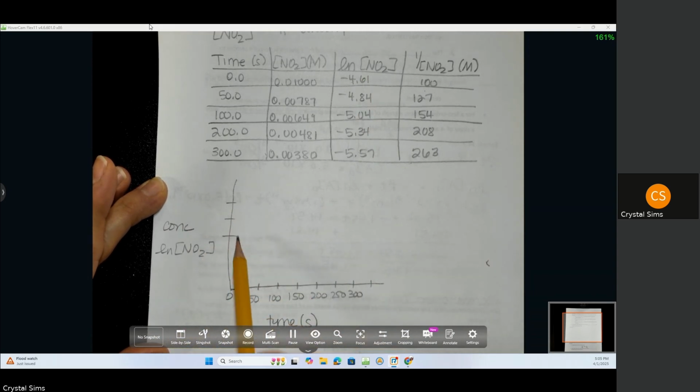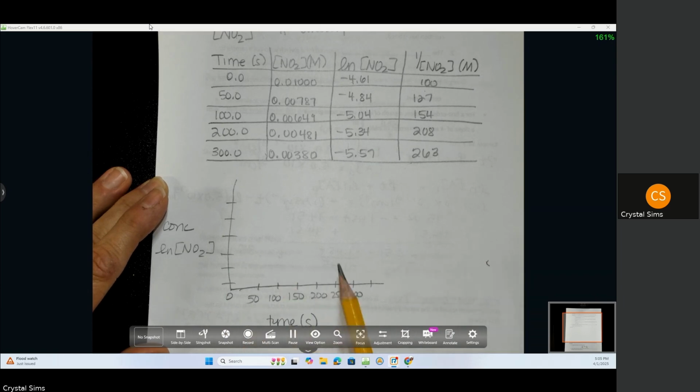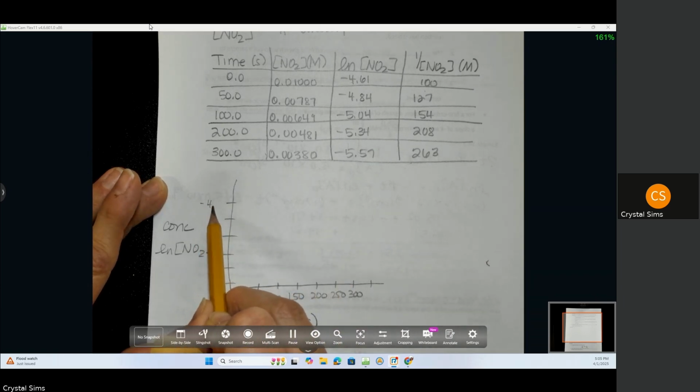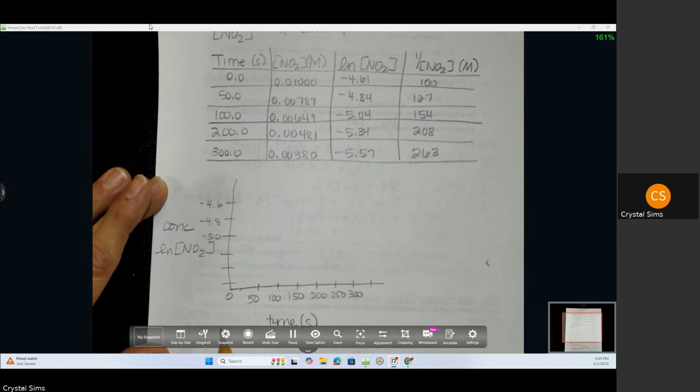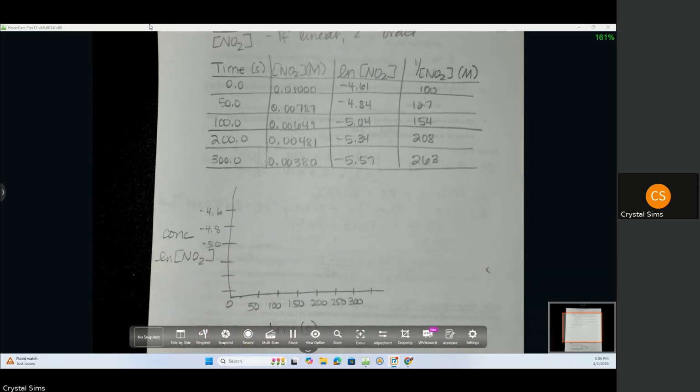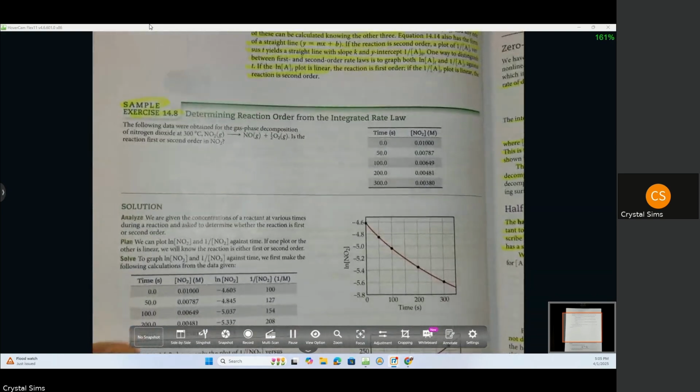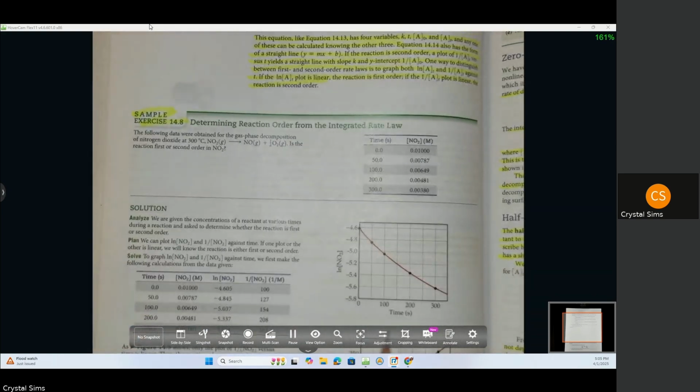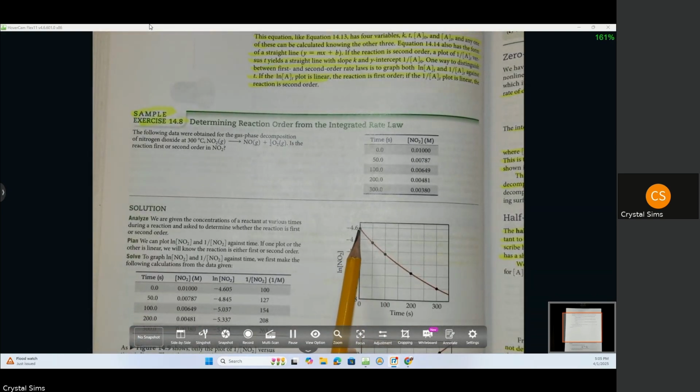And try to keep your tick marks close to the same. And we'll have negative 4.6, negative 4.8, negative 5.0, so on and so on. And once you plot that first one, the natural log, it looks like this. Well, we can see that this is not linear. Okay, so it's not linear.